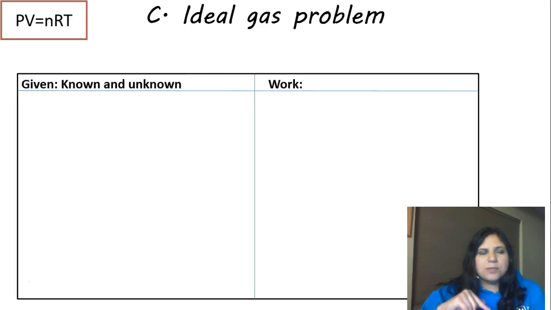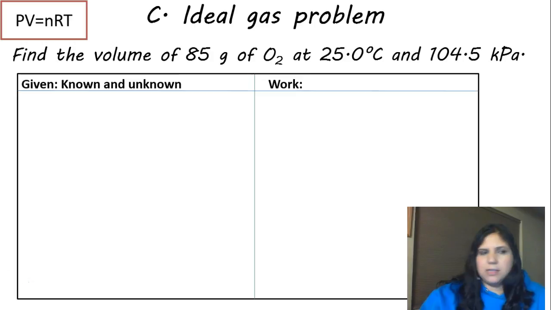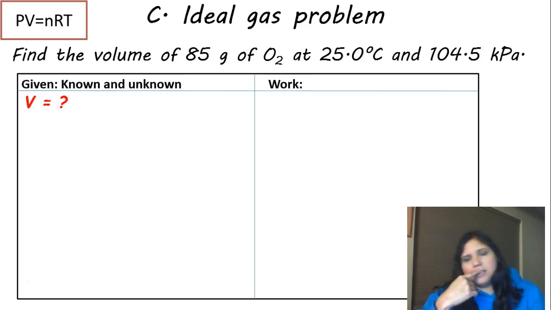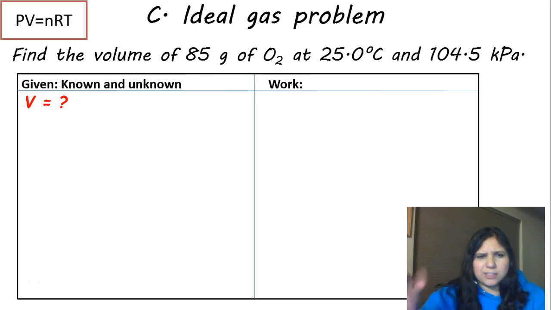We're dealing with PV equals nRT, which we like to call "PIV nerds." Here's our problem. Find the volume of 85 grams of oxygen. So find the volume, that means volume is unknown. 85 grams of oxygen. Now, in PV equals nRT, what is grams? It's none of those. That would be mass.